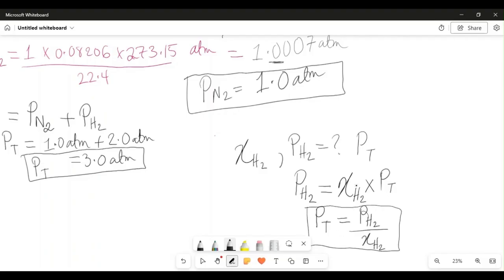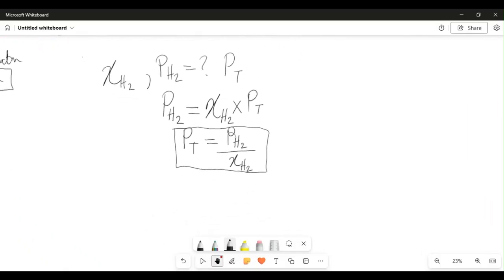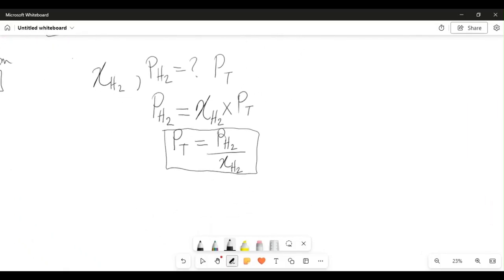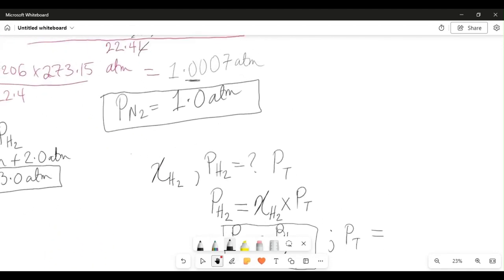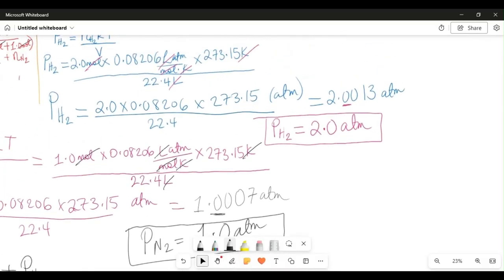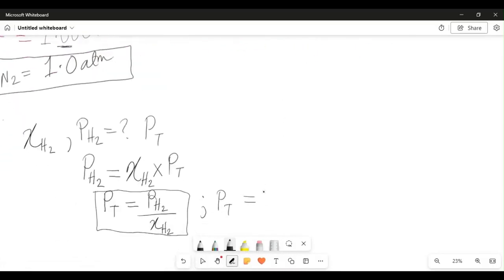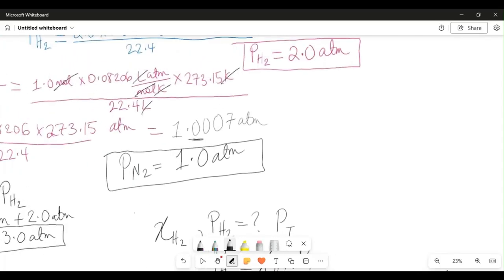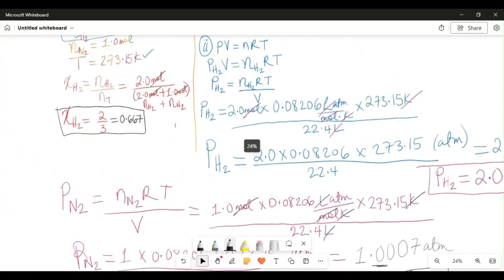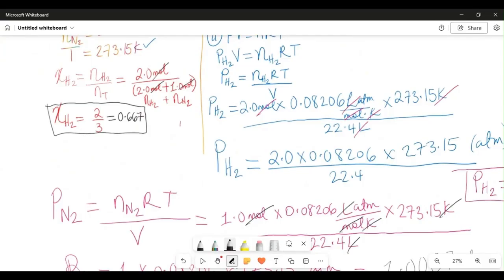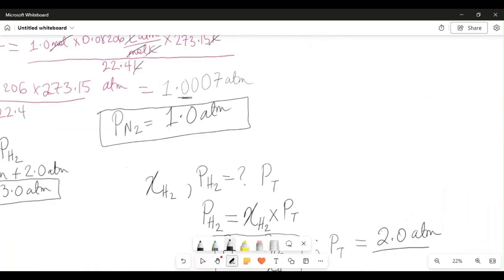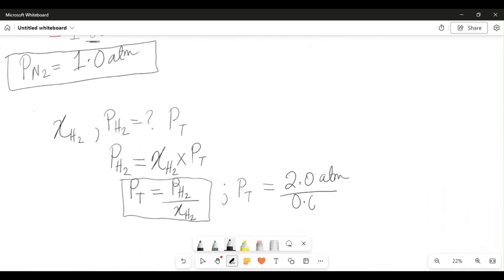By the way, this can be done for all the components. I'm doing this for H2, I can also do this for N2, but for the purpose of this online class, we're just going to do one for H2, and in your own personal time, you can do the one for N2. So P total would be the partial pressure of H2, which we solved to be 2.0 atmosphere, divided by the mole fraction of H2. We go back to the top and we see the mole fraction for H2 is 0.667.